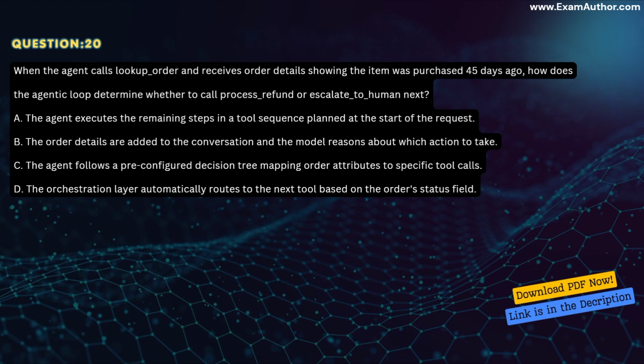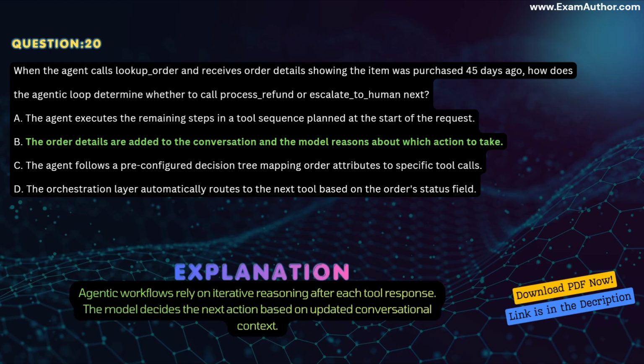D. The orchestration layer automatically routes to the next tool based on the order status field. Correct answer: B. The order details are added to the conversation and the model reasons about which action to take. Explanation. Agentic workflows rely on iterative reasoning after each tool response. The model decides the next action based on updated conversational context.